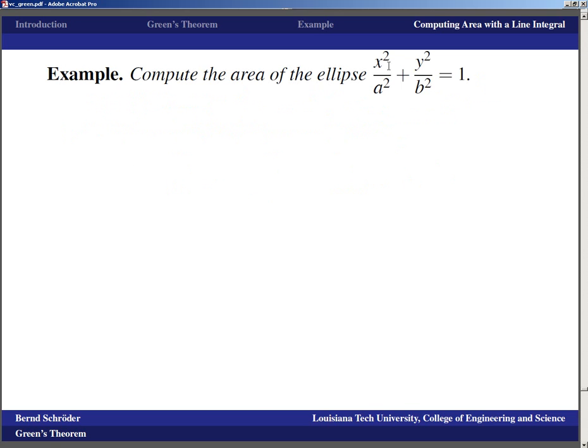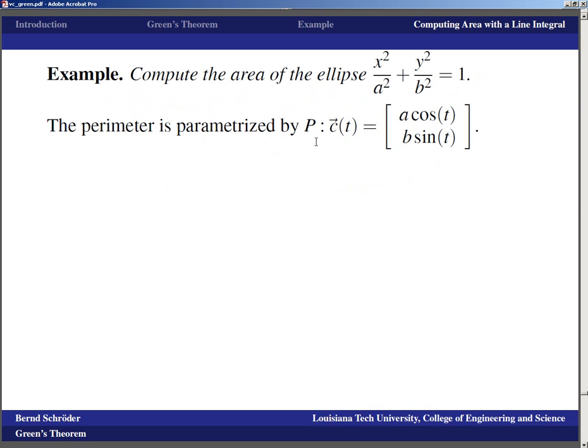So if I take a general ellipse, x squared over a squared plus y squared over b squared equals 1, and I want to compute the area, I can do the following. The perimeter is parameterized by the standard perimeter curve, which is a cosine t, b sine t, right? It's polar coordinates only with different radii, so it's the parametrization of a circle with two different radii, which, sloppily speaking, is what an ellipse is.